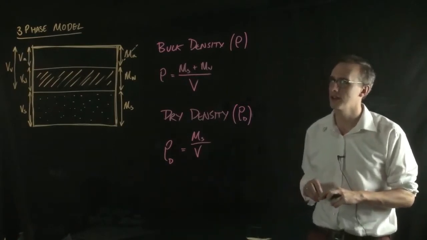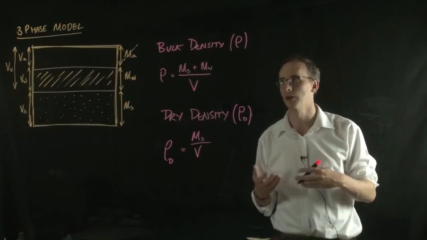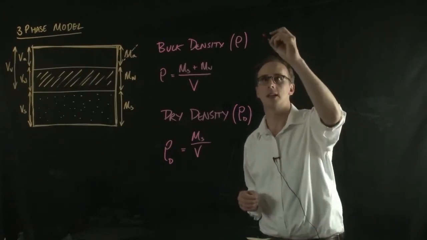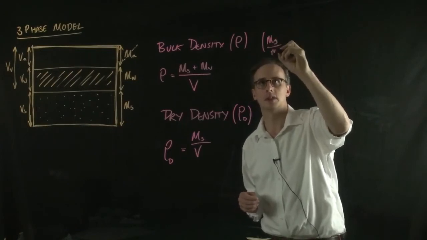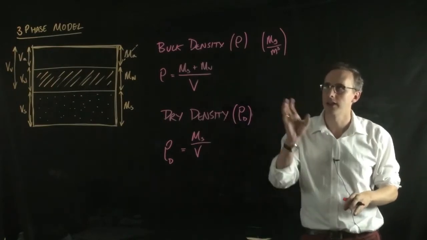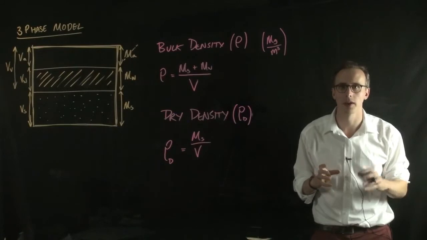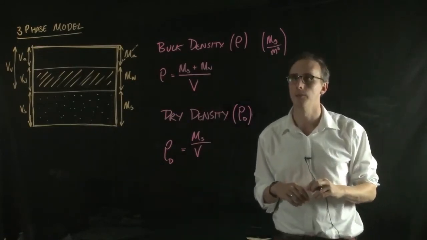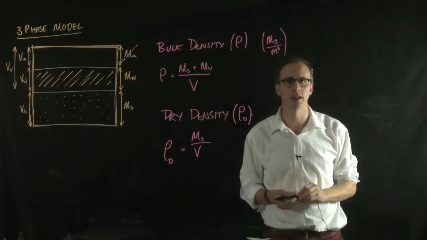Now, both of these are given the units of megagrams per meter cubed, so mass over volume. And we use the units of megagrams per meter cubed because when we turn that into a force, it becomes kilonewtons per meter cubed, and that's quite a useful unit for soil mechanics. So what do I mean by turning it into a force?